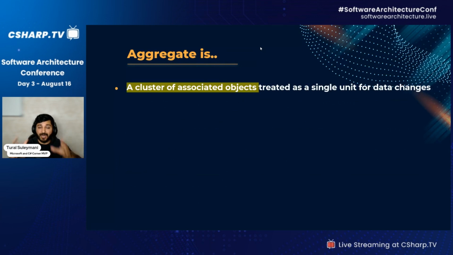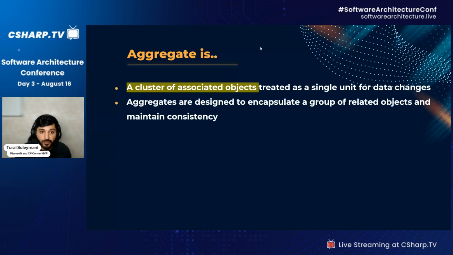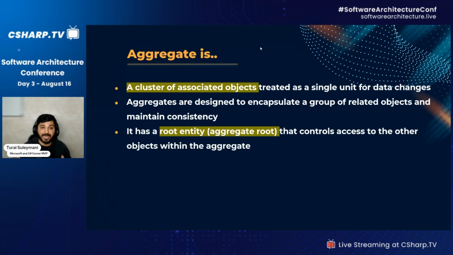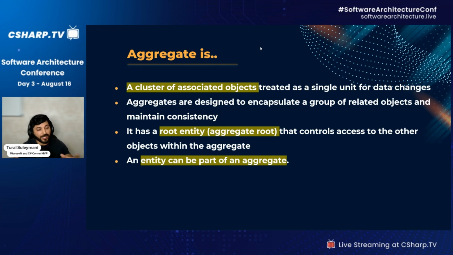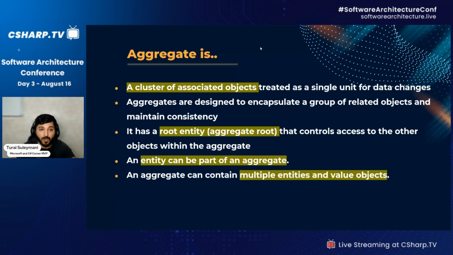Okay, so we have a short amount of time, so I will try to cover everything as simply as possible. We have aggregates. They are the single unit for data changes. They are associated objects treated as a single unit. Aggregates are designed to encapsulate a group of related objects, and an aggregate has a root entity. One aggregate can contain multiple entities and value objects, because your repository should interact with your aggregates. The aggregate is a type of entity, but in the repository layer, the highest layer, we are interacting with our aggregates.